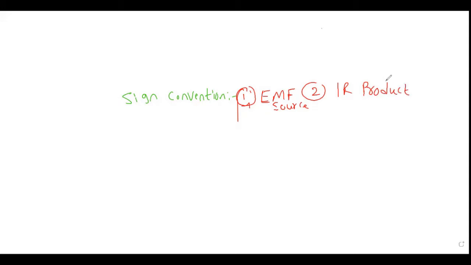In our last video, we already discussed the sign convention to be adopted in the case of an EMF source. Now we shall discuss how to adopt the sign convention for the IR product, that is, the product of current and resistance. Let us take an example here.